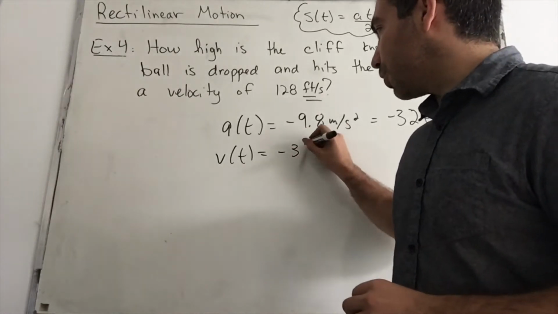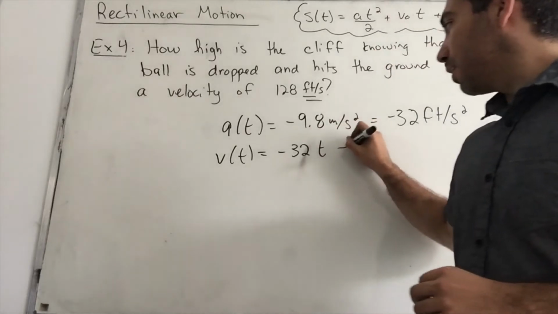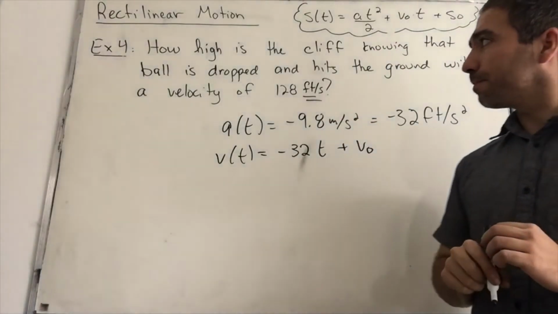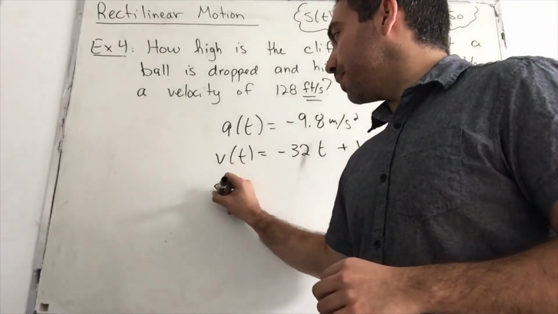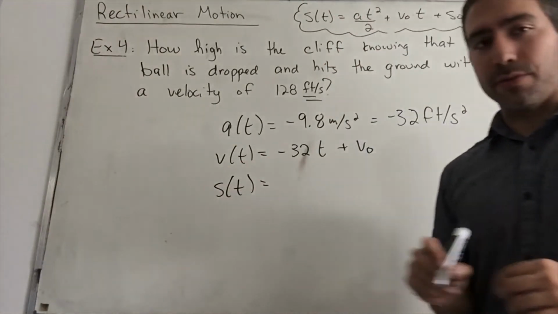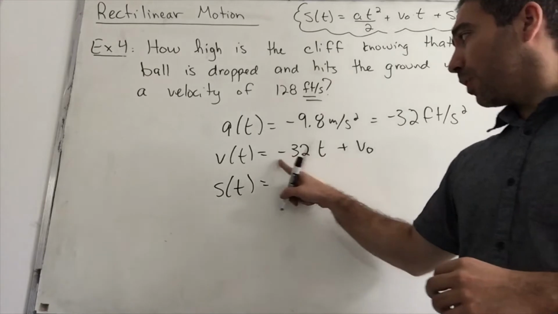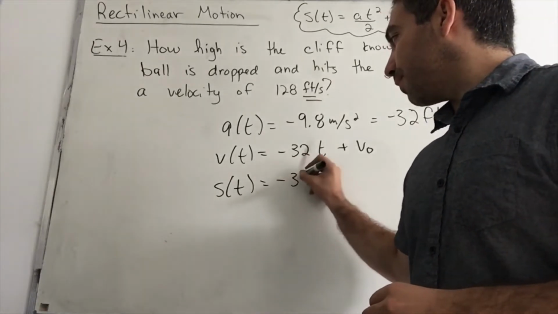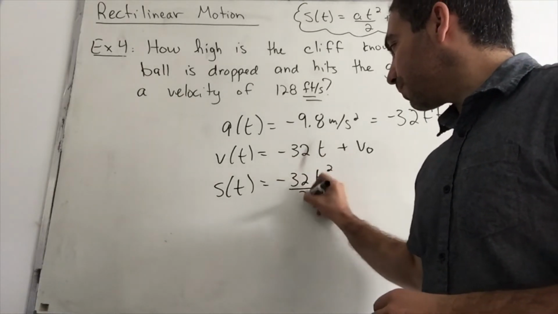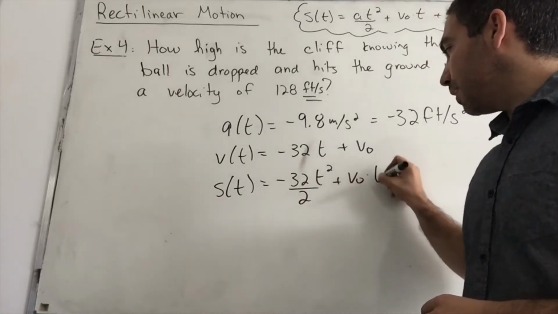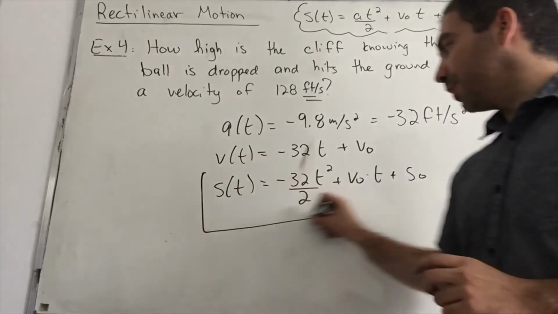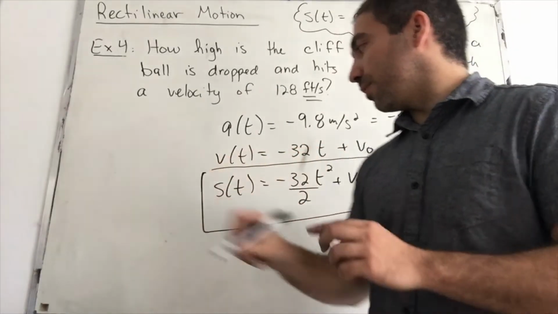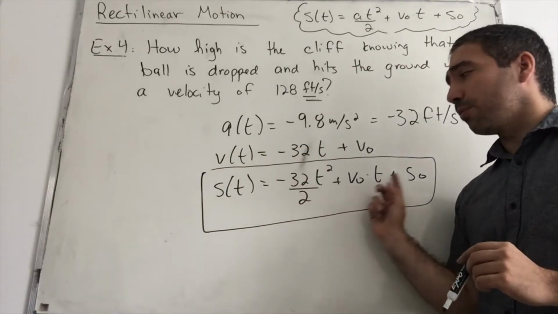Since it's a constant, we're just going to add a t times t plus the initial velocity. Okay, and let's anti-derive again to get the position, because it's asking for the height of the cliff, so we want the position function. Anti-deriving once more, we get negative 32 t squared over 2 plus v0 times t plus the initial position. Okay, so this is the formula that we saw earlier.